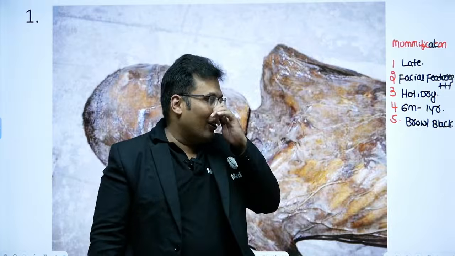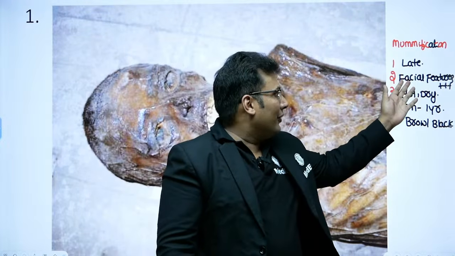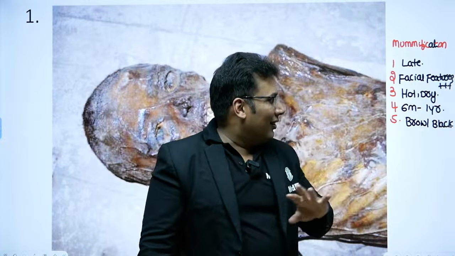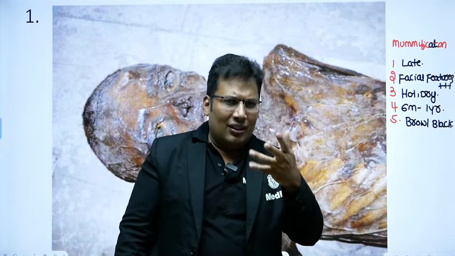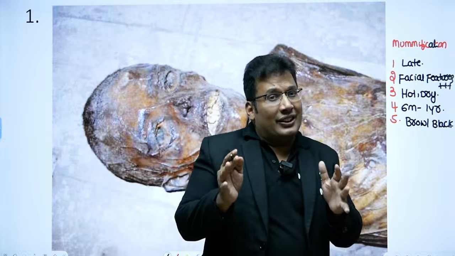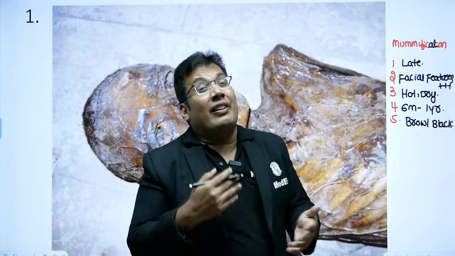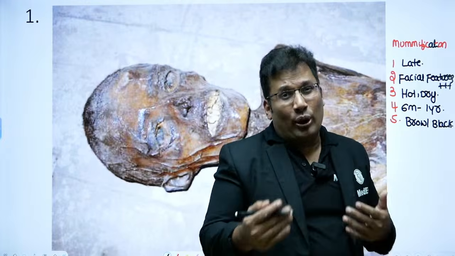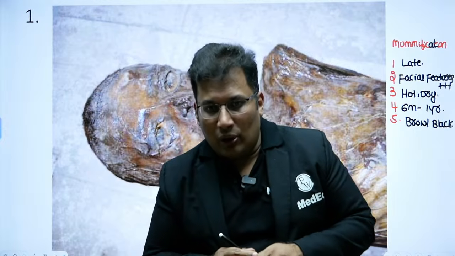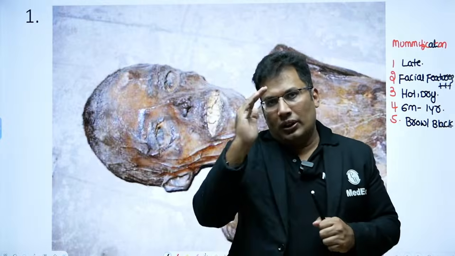So 5 points you need to write in the exam. I'll repeat again. Late postmortem change. Facial features are very well preserved. Hot and dry environment with air movement. 6 months to 1 year. It varies from country to country, but it occurs basically in high temperature areas. Brown or black color. There is a loss of body weight up to 70%. All these are important findings. Good. Arlene, very good. Aishwarya answered, Srinivas also answered. That's great, so many answered.